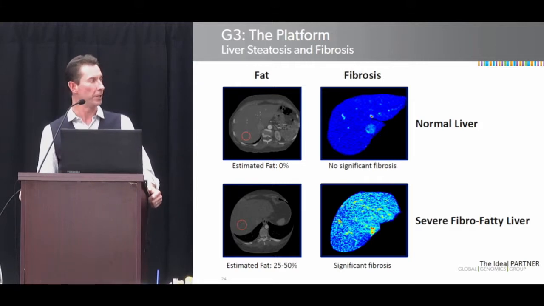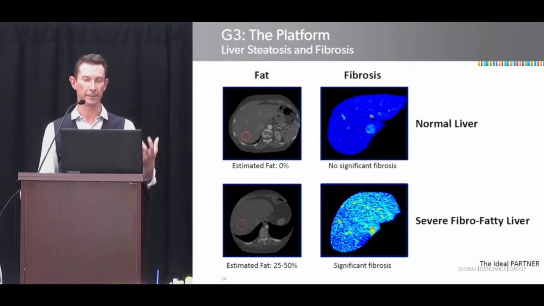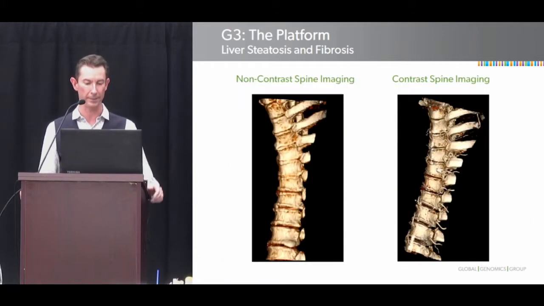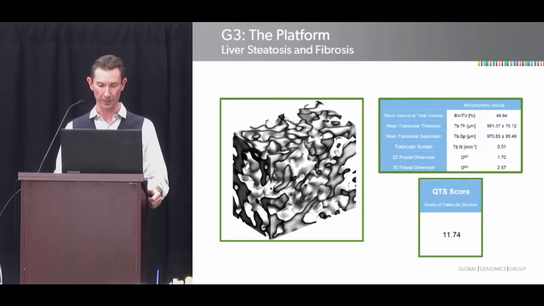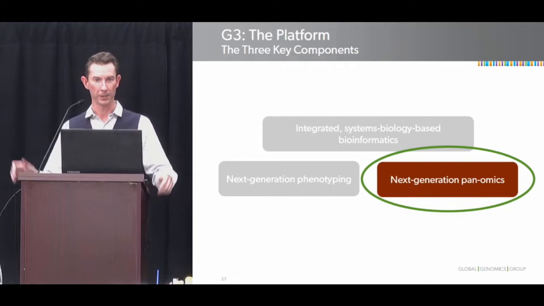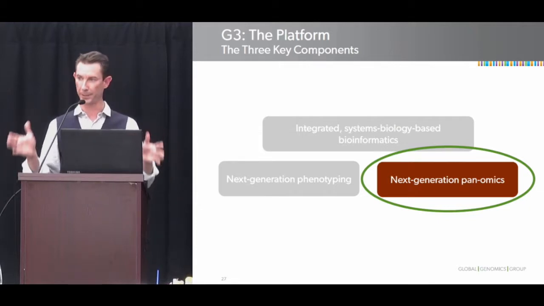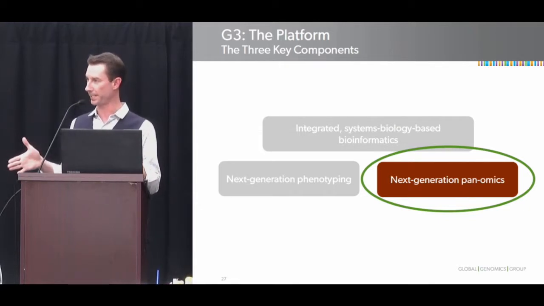But again, we're not only applying this for cardiovascular disease, but also for fatty liver disease, a major medical unmet need today. And we're again able to quantify fat content in the liver and fibrosis content in the liver on a continuous scale, which is key to these discovery efforts. We do the same for osteoporosis, etc. So phenotyping, quantitative precise phenotyping, is the first major aspect.